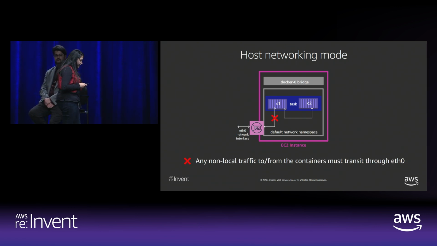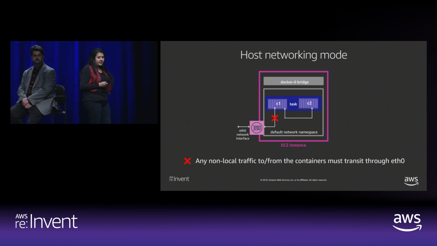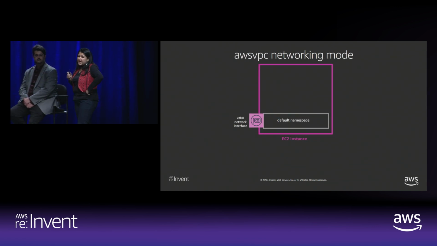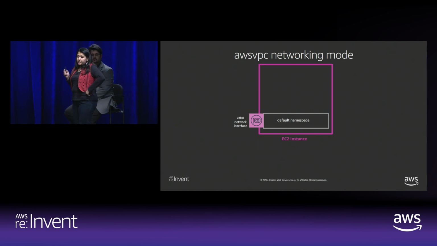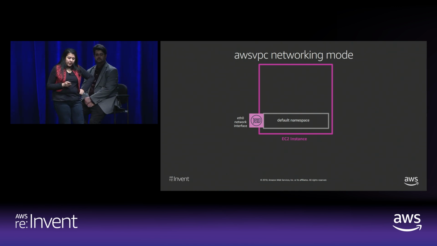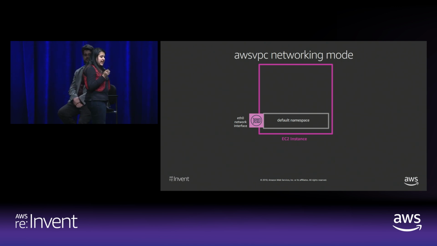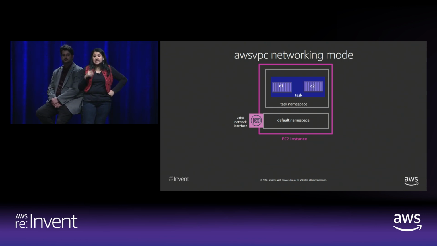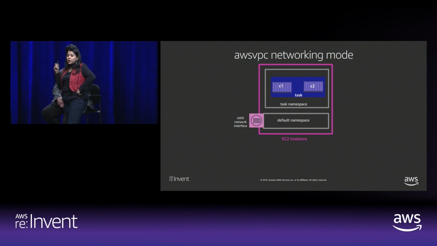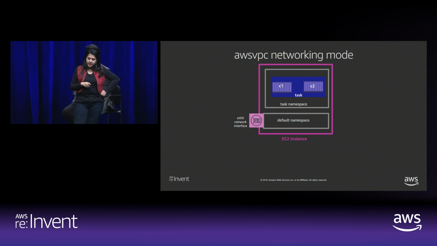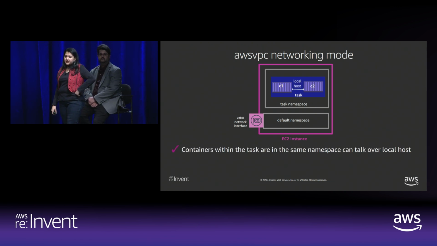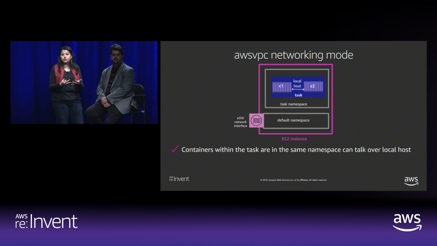And so we said we needed to come up with a new way of doing this. And so we came up with the AWS VPC networking mode. What we did with the AWS VPC networking mode is when you launch a task, we create a task-level network namespace and put all the containers within this task into that task network namespace. And so now, when your containers want to talk to each other within the task, they're both in the same namespace. They just use localhost to talk to each other.